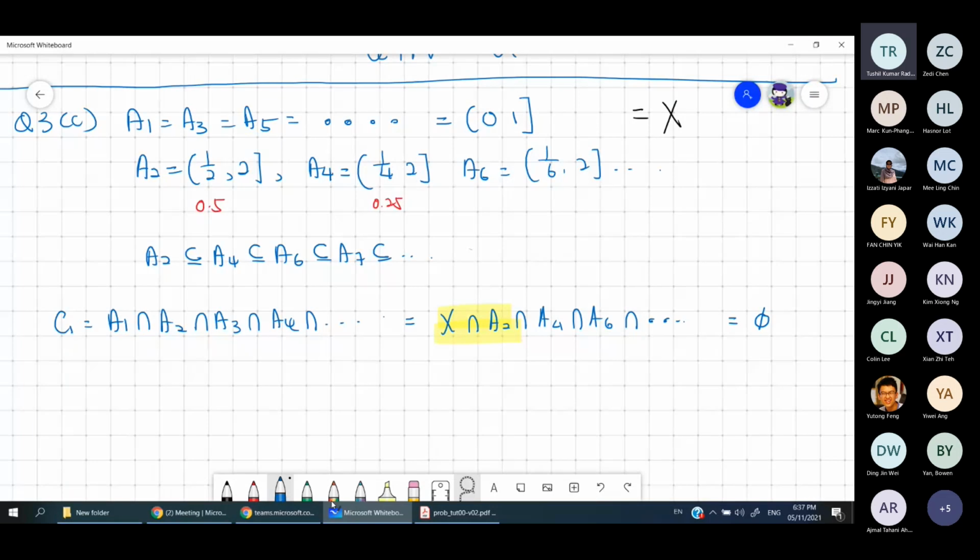Similarly, if you take C2, you can see we actually just remove X1. All these are identical, so with A1 or without A1, we still get the same result. So this is also X and A2. Again, we just need to look at these two, so the answer will be the same. That will be the empty set. Now if you look at C3.